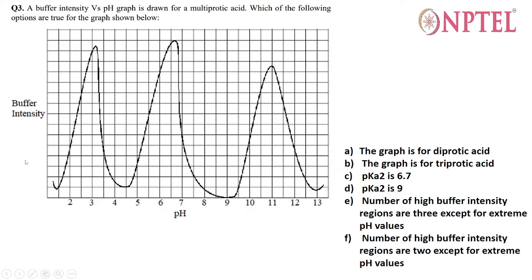So here you can see that it's a triprotic acid. Okay, so why? Because the buffer intensity is high in these three regions, right? Three regions where buffer intensity is high. So it's a triprotic acid.